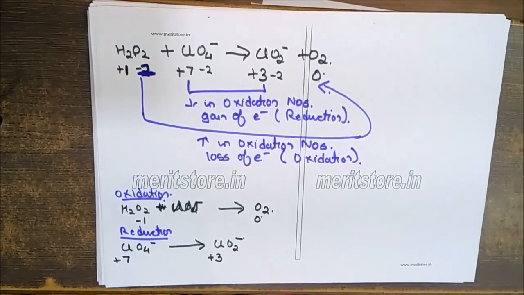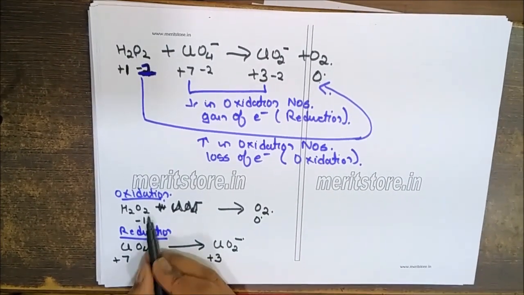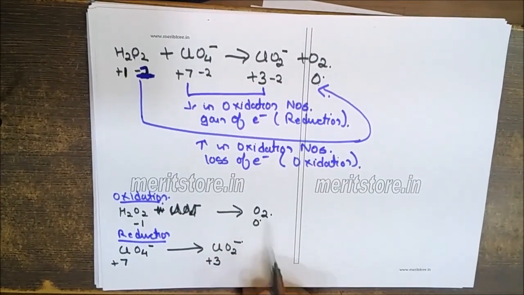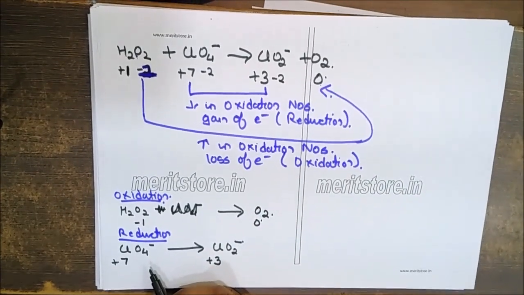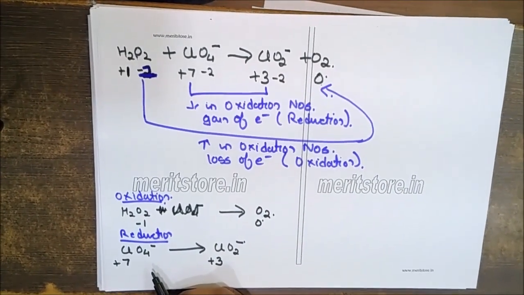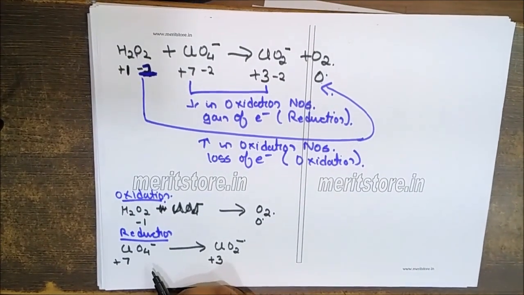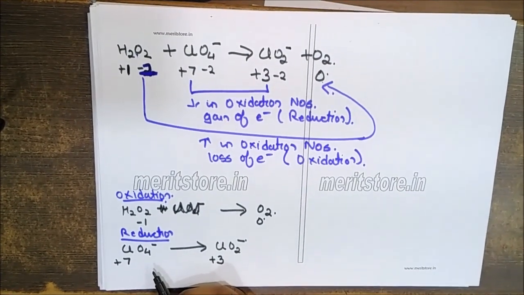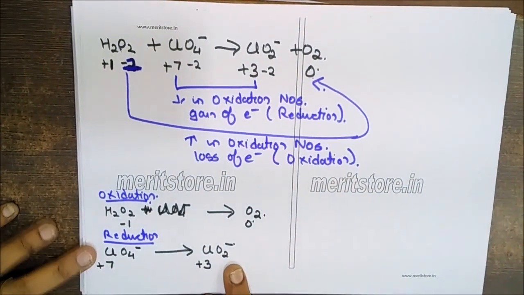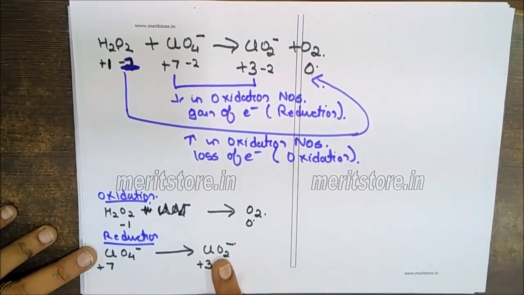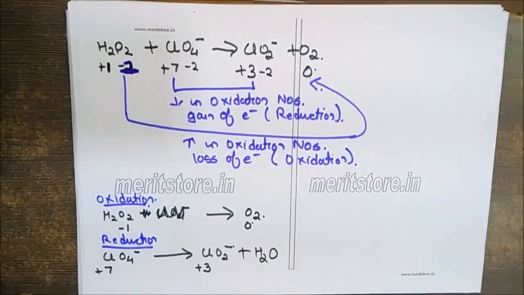Now after we have written the two half reactions, we have to balance it for each atom, except hydrogen and oxygen. So Cl is already balanced. Now we need to balance it for oxygen. Here there is 2, here there is 2, so we need not balance it. Here there is 4 and here there is 2, so here it is 2 oxygen atoms less. So we are going to add 2 water molecules on my left hand side.